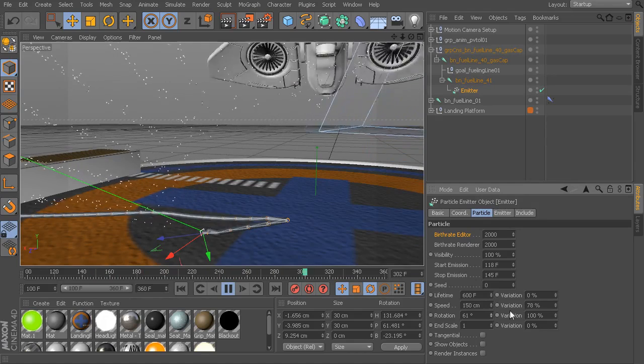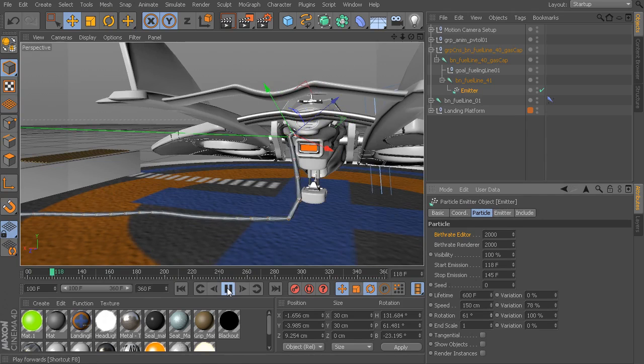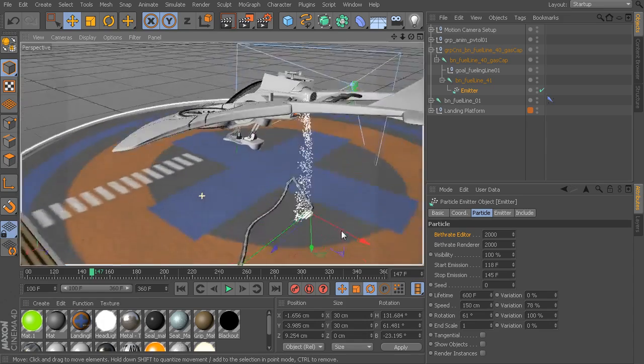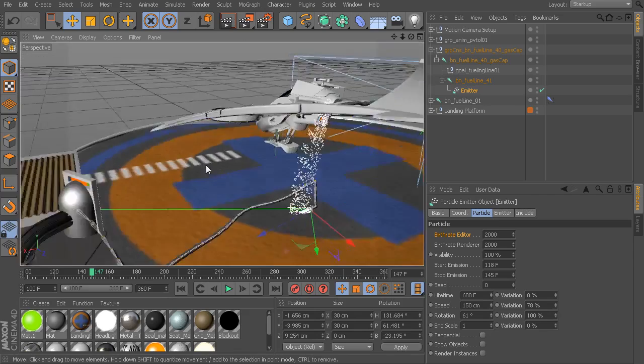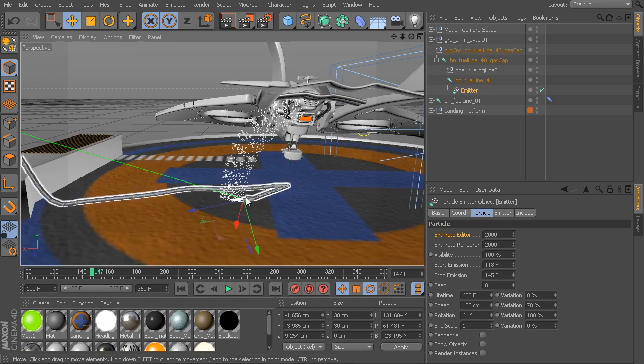Now we can also start to add just a little bit more variety to these particles. You can see right now they're really just emitting in a very smooth, straight little line. Really they're only being emitted pretty much straight out of the end of our emitter.